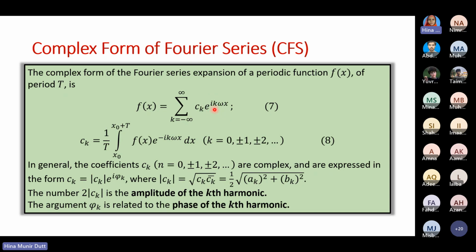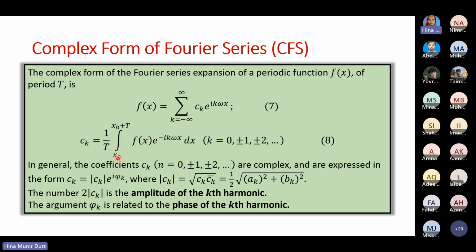iota in its form. Before that, the trigonometric Fourier series is actually the real form of the Fourier series, and this is the complex form. And where the Ck are the complex coefficients, which are given to you as 1 over T. It's now 1 over T, not 2 over T, over the whole period. X naught to x naught plus T means over the whole period.